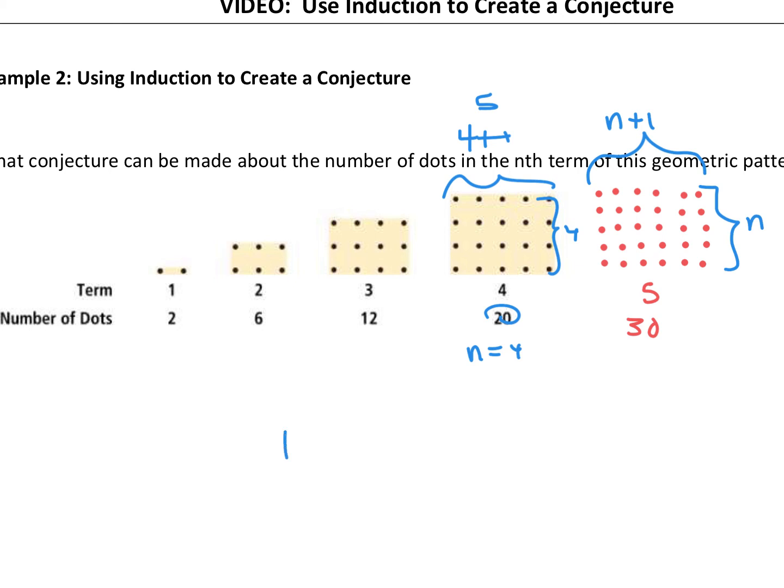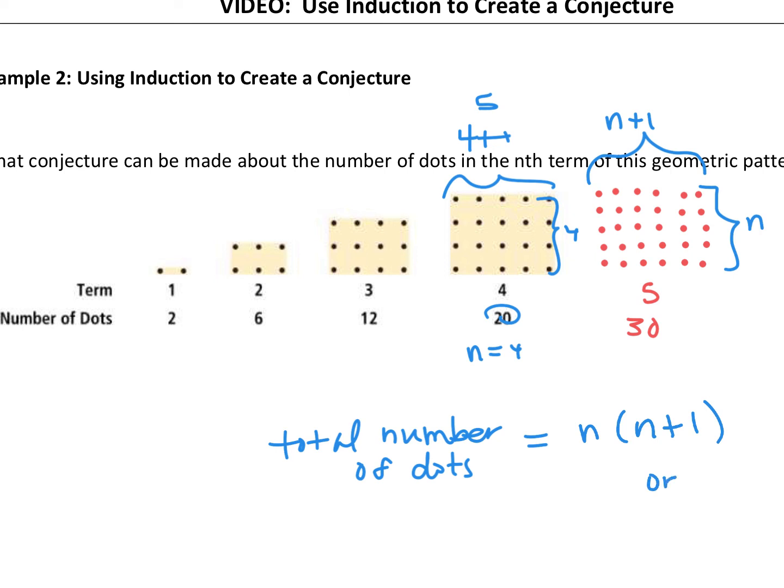So the total number of dots can be found by multiplying our length times our width. I'm going to write the n first, n times n plus 1. So that's a conjecture we're making. That will give us the number of dots in the nth term of this geometric pattern.